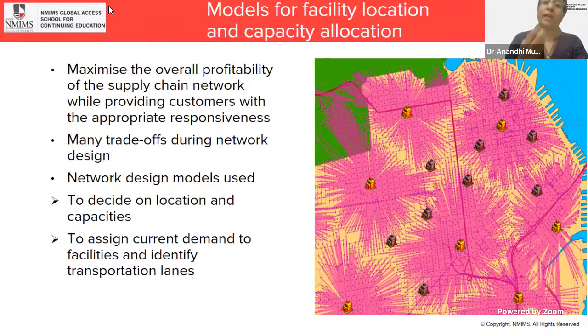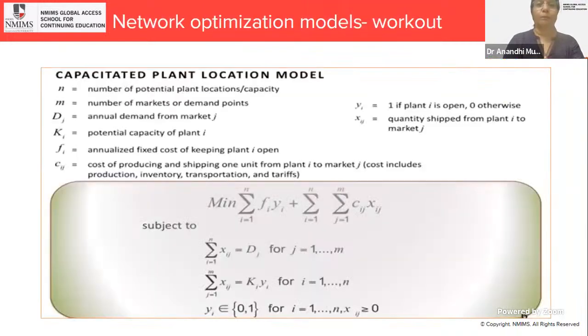So that's where location decisions or facility location decisions play a vital role. And the next immediate point to be considered there is capacity. Locating the facility, and how much capacity am I going to locate for that facility? Both play a vital role when we discuss network design models. So that's what we are going to see: network design models are used to decide on location and capacity, to assign current demand to facilities and identify transportation lanes. So these are the factors you need to keep in mind.